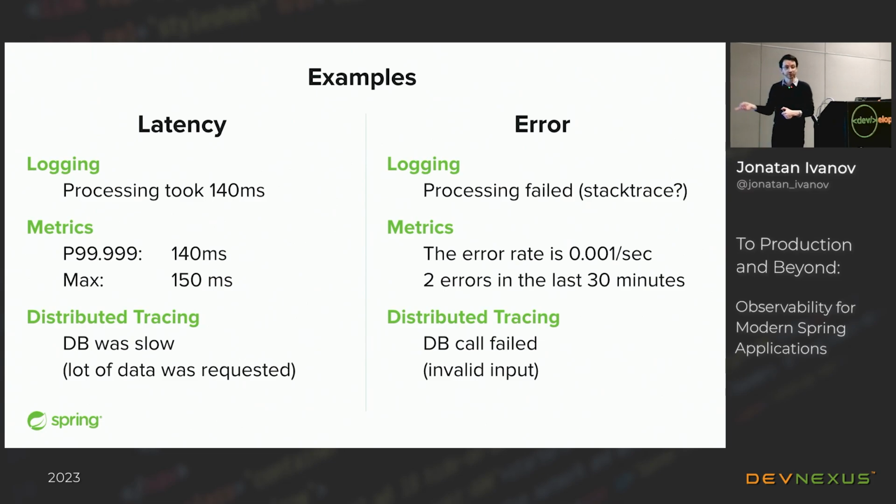So that's why you can look into metrics, and in this example, the metrics can say that, hey, the error rate is 0.001 errors per second, and there were only 2 errors in the last half an hour, which is not very bad. But this might not be the whole truth though, because if these 2 requests are the $1 million transactions that you were waiting for, maybe you will have a bad day. And distributed tracing, the third signal, can tell you, for example, that the whole operation failed because there was a cascading error coming from the database. The database call failed, for example, because there was some invalid input error.